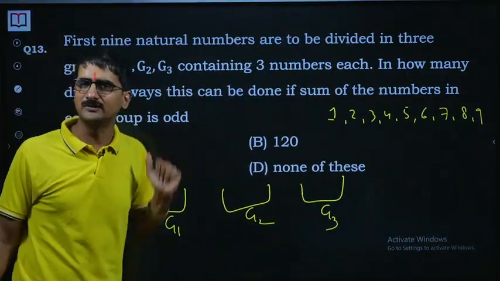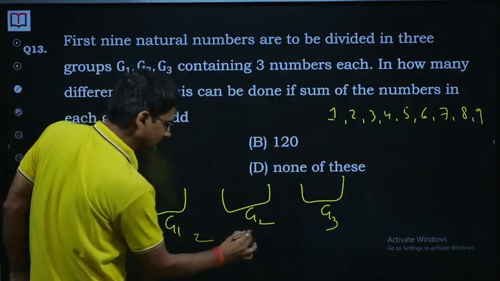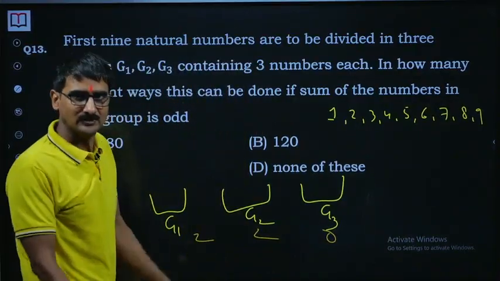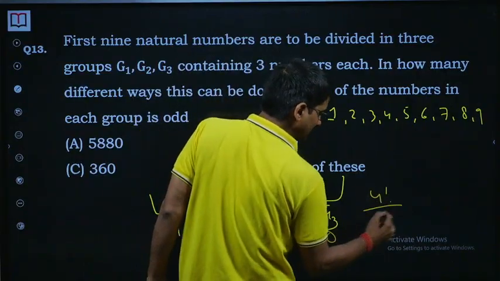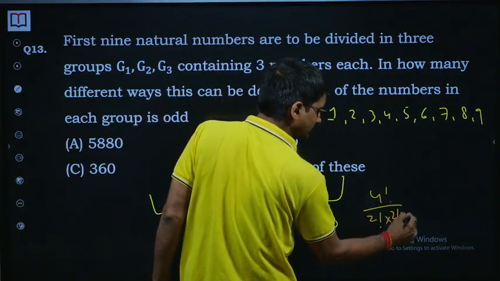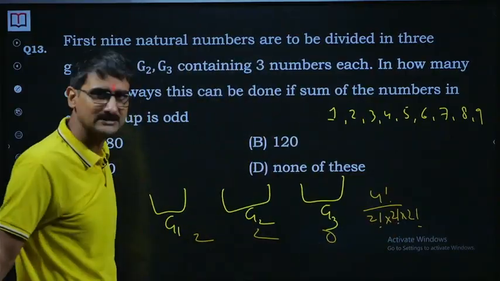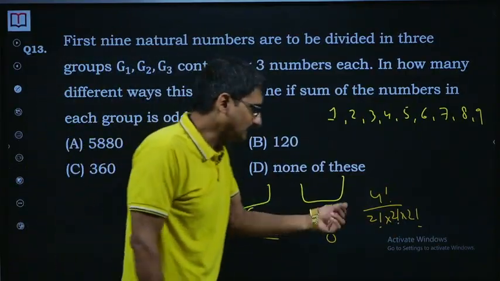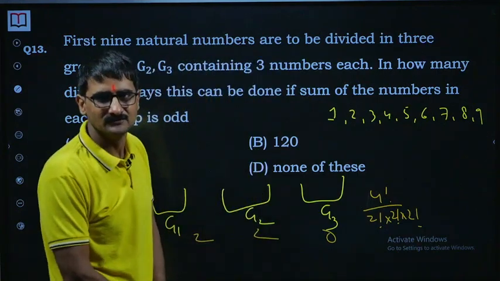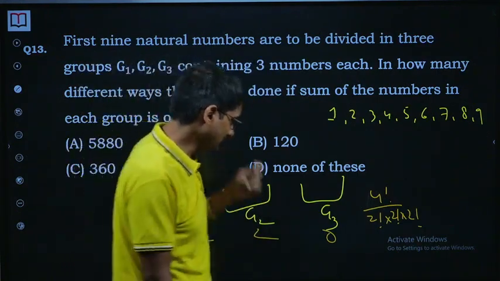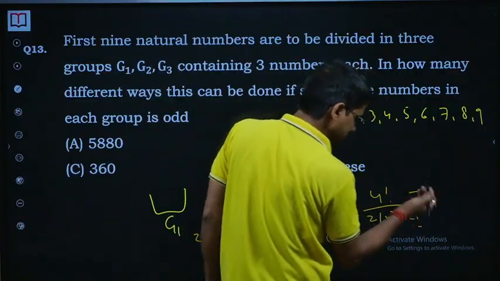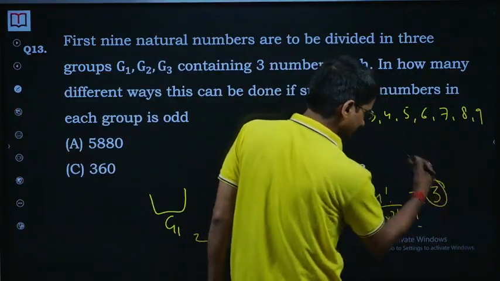So I will distribute the evens first. So in how many ways? 2, 2, 0. So the number of ways of grouping is 4 factorial by 2 factorial into 2 factorial into 2 factorial, because 2 are of identical size. There's no value of 0 here. Okay, no sense of 0. Okay, so that's it. So in how many ways can you put? So 4 factorial by 2 factorial into 2 factorial into 2 factorial is 3 ways of doing it.